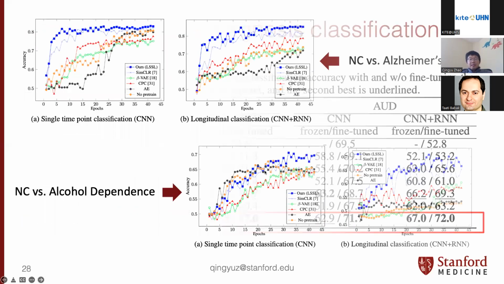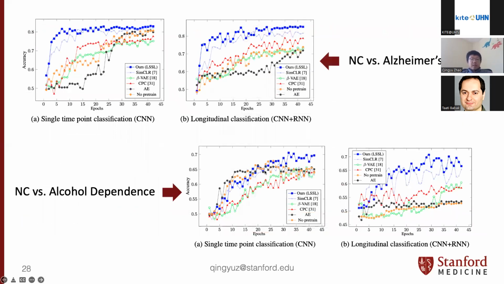And lastly, this is another piece of evidence. If you plot the training curves, the accuracy curves for all the experimental settings in the last slide, it is still mostly the case that our method results in faster convergence because our pre-trained latent representations provide a better initialization for the downstream model.